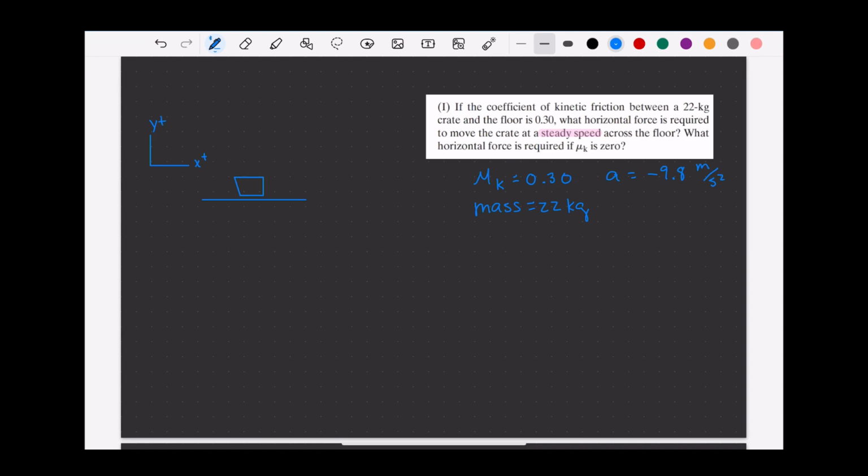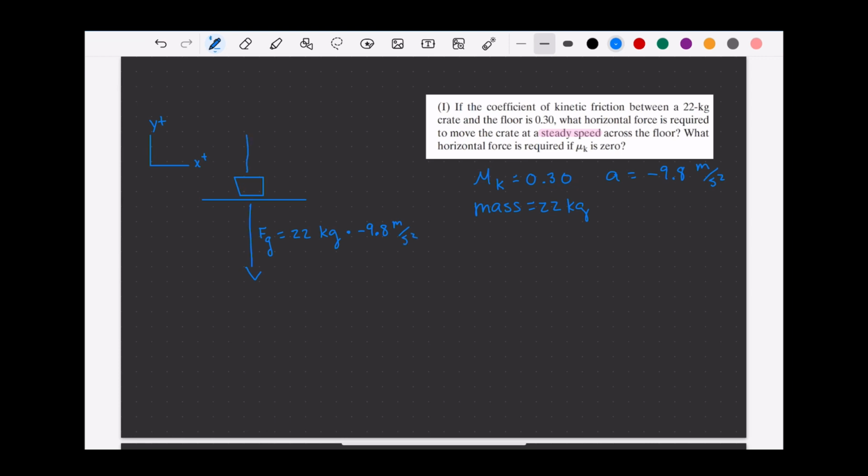Now, two forces right off the bat that I know are acting on my object. The first is the force due to gravity, so I'm going to draw that vector arrow here. I'm already thinking of Newton's second law when figuring out the force due to gravity. F sub g is going to be my 22 kg, the mass of my object, times the acceleration due to gravity, which is negative 9.8 meters per second squared.